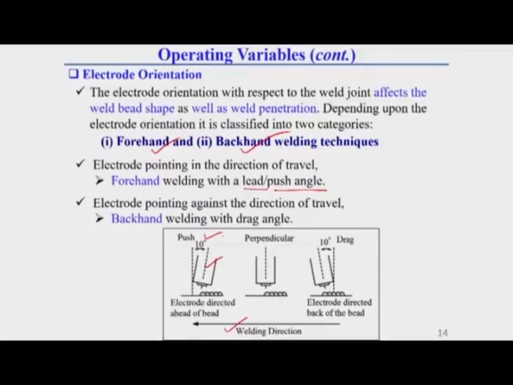If the electrode is pointing against the direction of the welding, then this is called backhand welding technique. Here, whatever angle is created between the electrode axis and the perpendicular to the welding axis, that is called the drag angle. Okay, so this is generally called backhand welding technique.